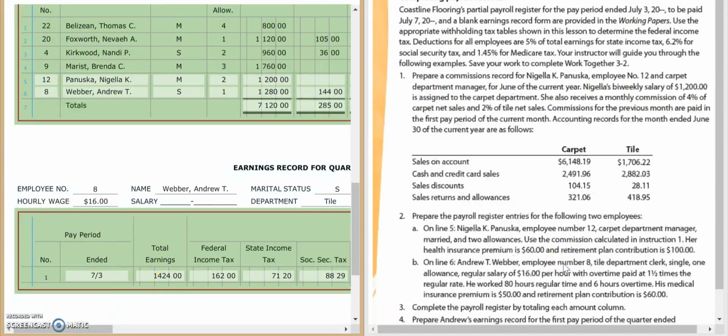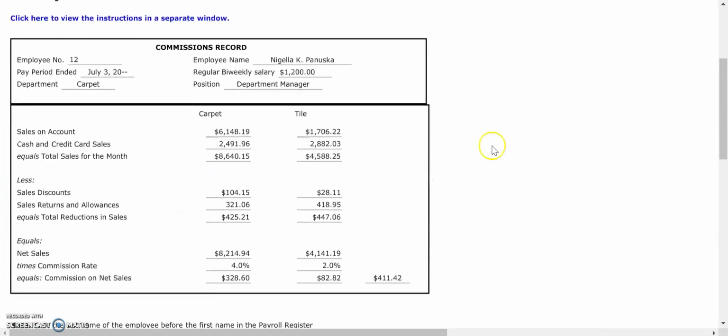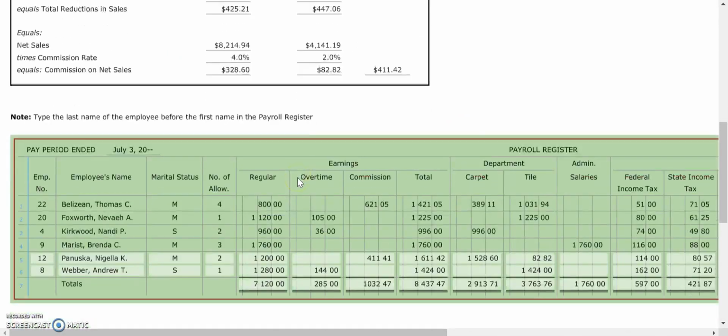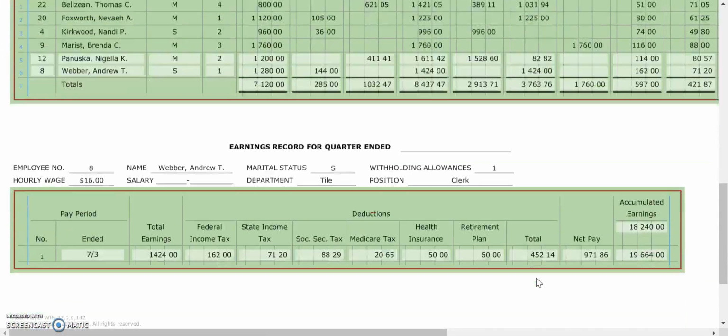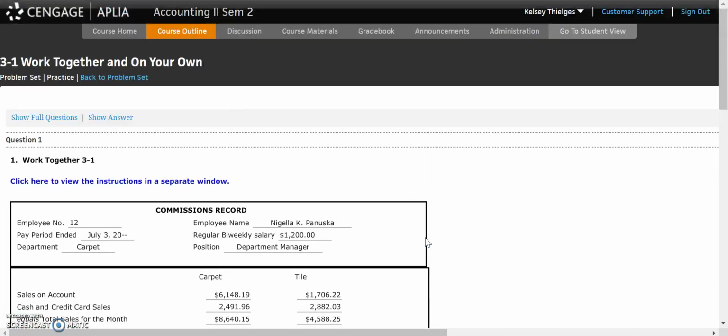And that's the last step for our 3-1 work together. So we completed a commissions record for the first time. The payroll register we've done before, the only difference is we work with commission and separating out our different departments. Everything else is the same. We've done all that before. We totaled our payroll register, and then we also filled out an earnings record for one of the employees. Okay, so you can head on over to 3-1 and do your on your own, and don't forget about your terms and questions.